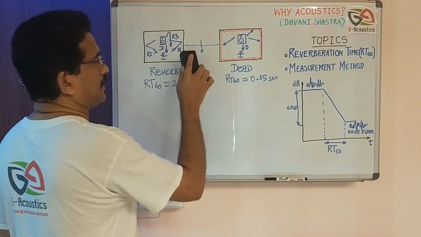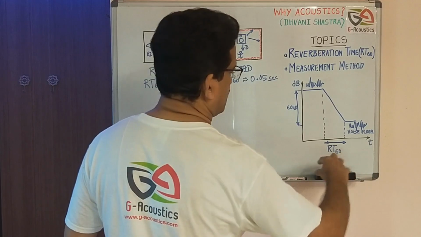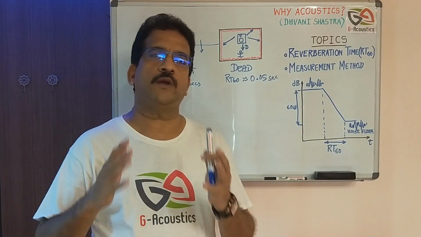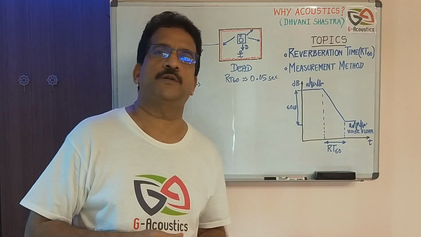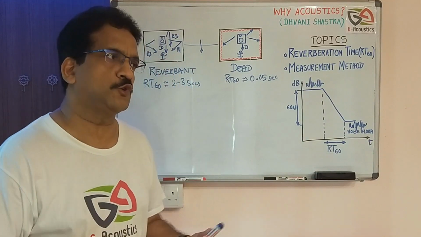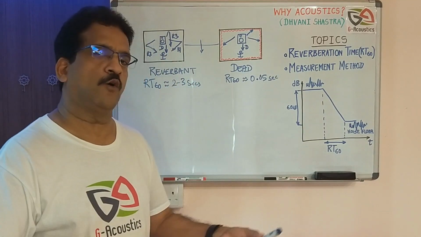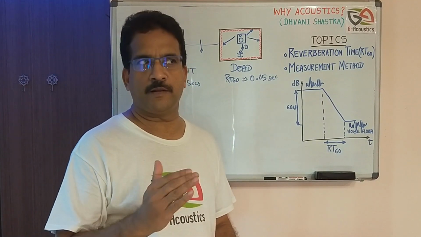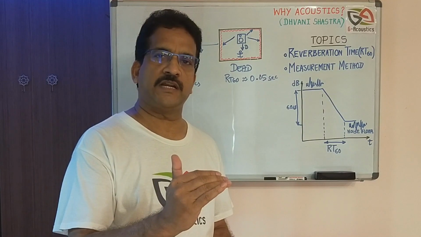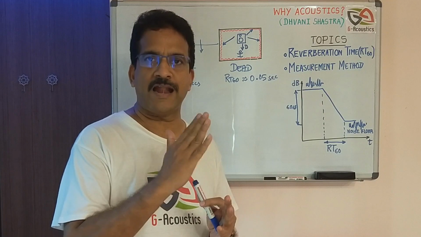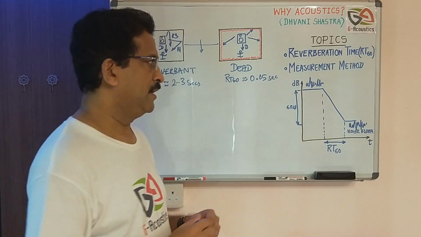Now, RT60 has one aspect which is measurement, and a second aspect which is how you get the specific reverberation time for a room. That is usually done using acoustic simulation, which we normally do for any specific room, depending on the international standard for that room and its volume, to determine the recommended reverberation time at different frequencies.